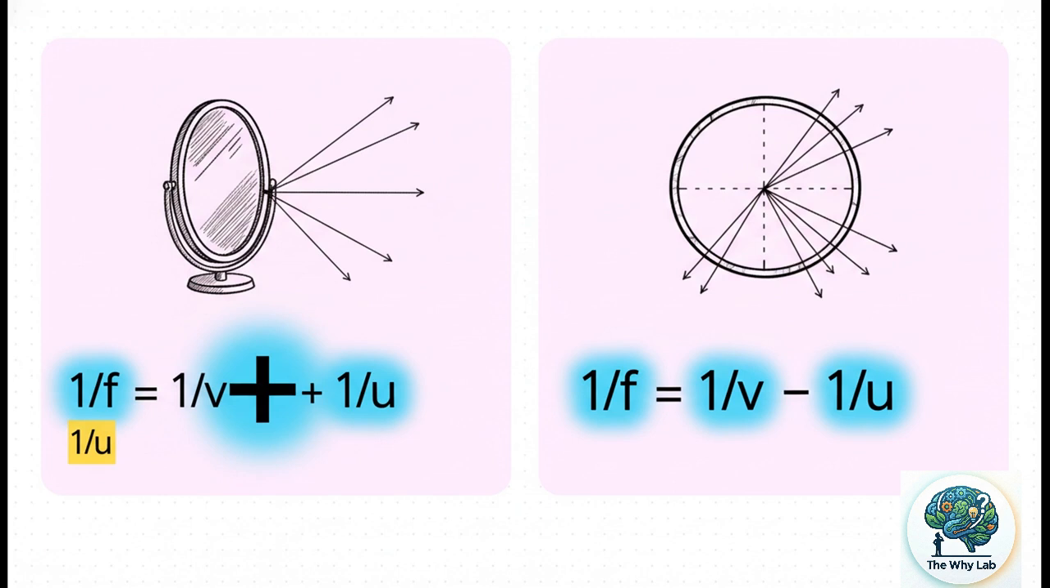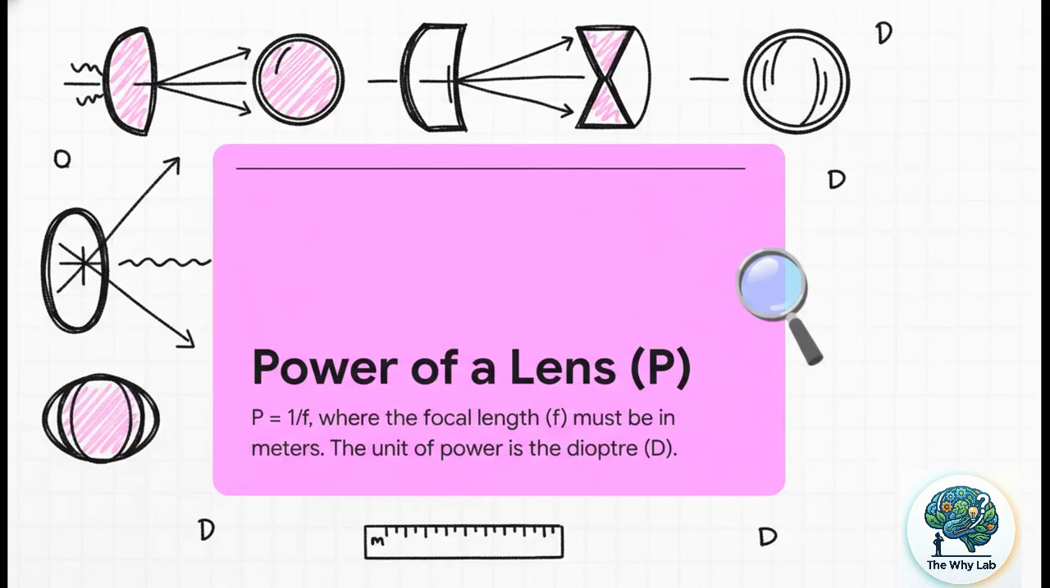Now let's try a new problem. An object is 25 centimeters in front of a convex lens with a 50 centimeter focal length. So, let's find the image distance V for our lens problem. For a convex lens, f is positive, so it's plus 50 centimeters. The object distance u is minus 25 centimeters. We plug that into the lens formula, do a bit of algebra, and we find that v equals minus 50 centimeters.